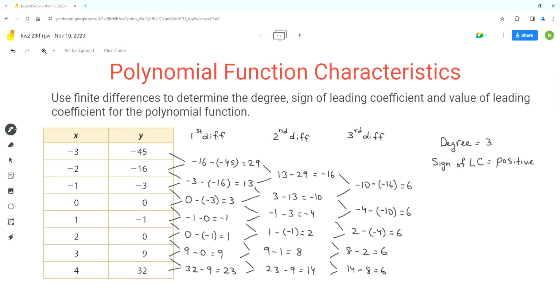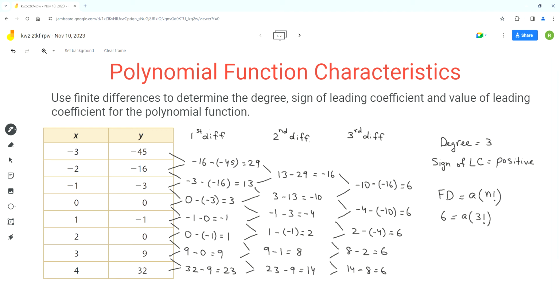Now we can find the value of the leading coefficient, and for that we have to use a formula. The formula is the constant finite difference equals A, which is the leading coefficient, times n factorial, where n represents the degree of this polynomial function. Now the constant finite difference we got here is 6. So 6 equals A times, and the degree of this polynomial function is 3, so 3 factorial.